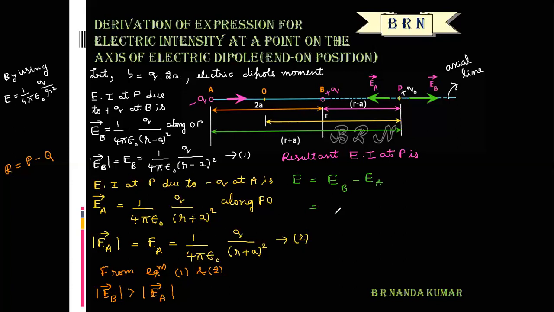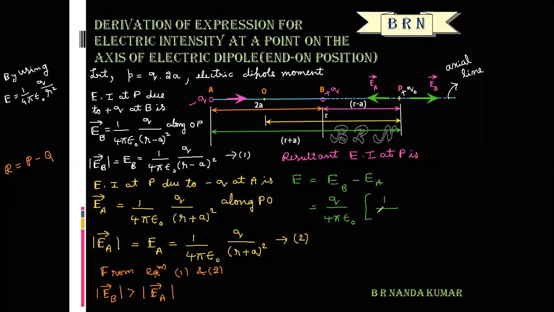EB is 1 divided by 4 pi epsilon naught Q divided by (r minus a) whole square. So EA is 1 divided by 4 pi epsilon naught Q divided by (r plus a) whole square. So here Q divided by 4 pi epsilon naught, just take it as common, outside.